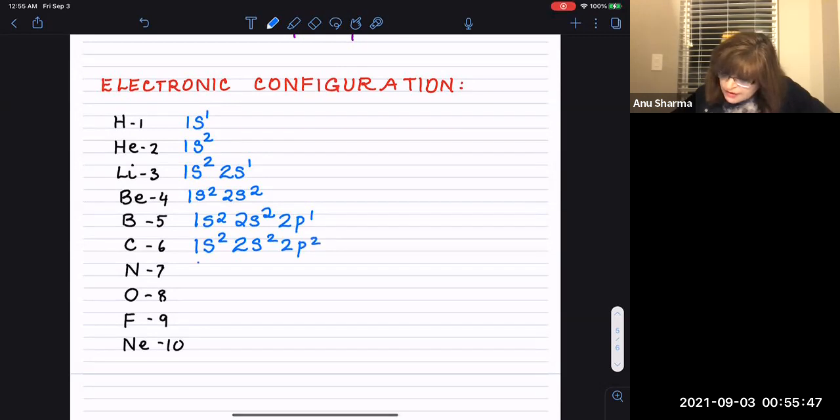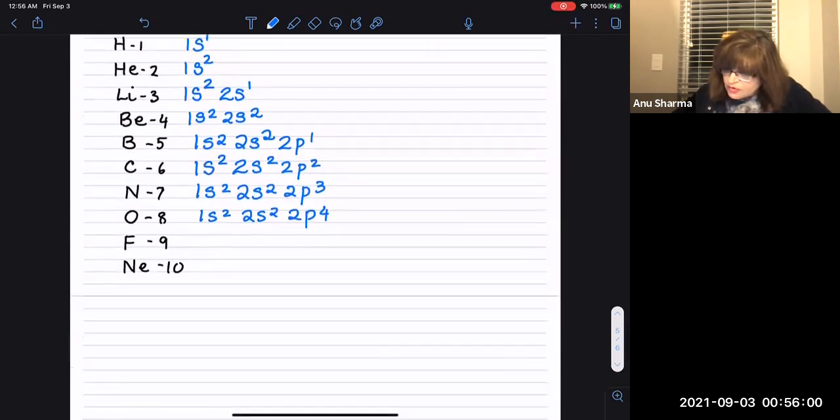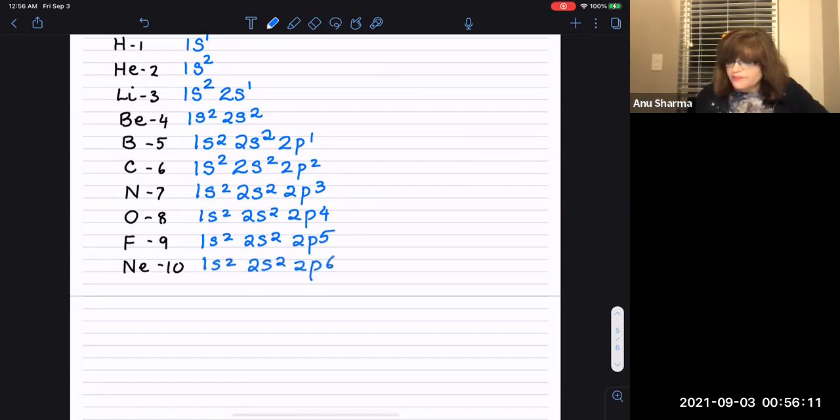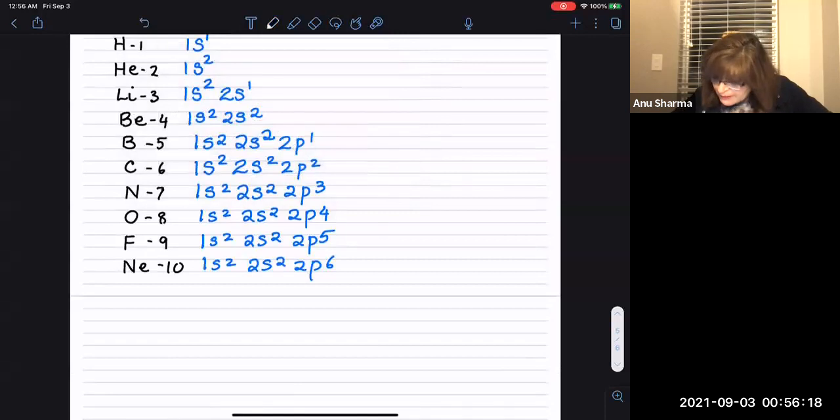Okay, nitrogen is 1s2, 2s2, and 2p3. Then oxygen, 1s2, 2s2, and 2p4. Then fluorine, 1s2, 2s2, and 2p5. And then comes neon, 1s2, 2s2, and 2p6. Okay, and you stop.